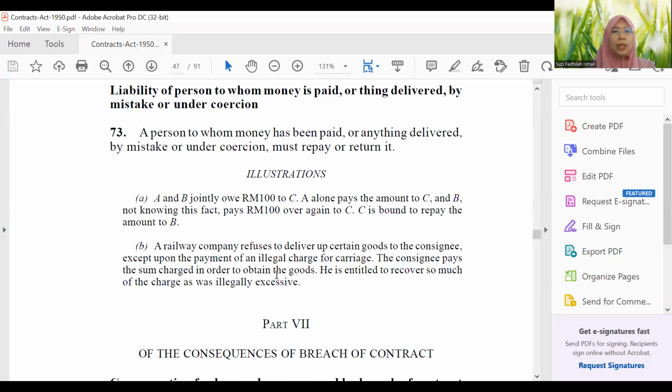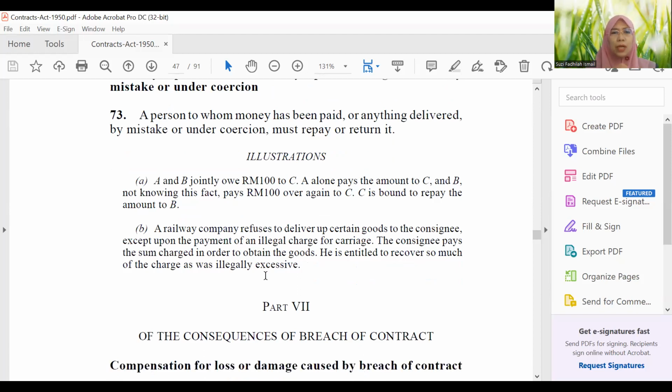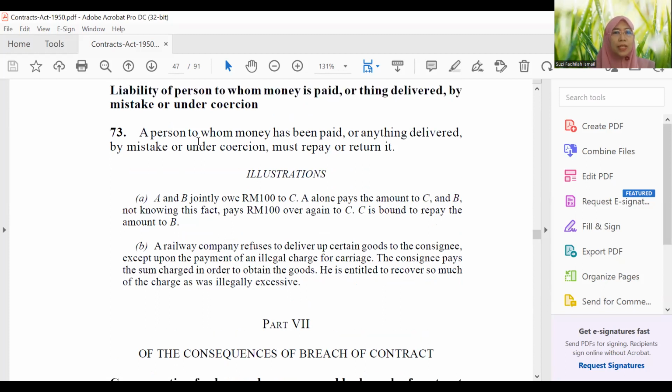All right, the second one. A railway company refuses to deliver up certain goods to the consignee except upon the payment of an illegal charge for carriage. So the consignee pays the sum charged in order to obtain the goods. Meaning this is under coercion. So he is entitled to recover so much of the charge as was illegally excessive. So impliedly, there are elements of coercion here. It's not under mistake here.